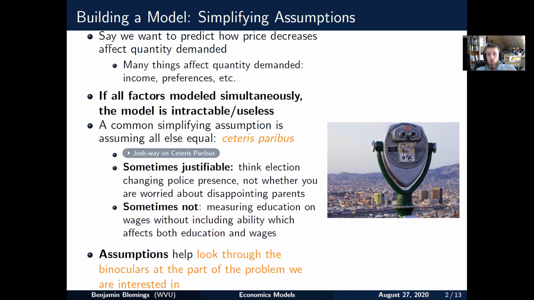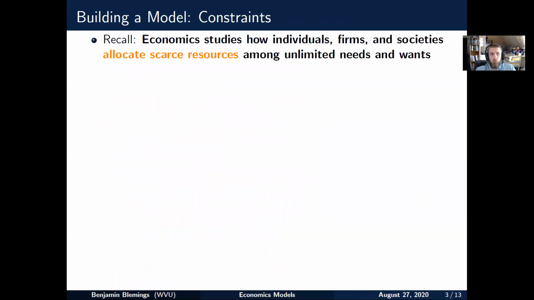And you could rotate the binoculars if you wanted to bring in tangential parts of the problem that you were studying. So it's kind of like assumptions help you look through these binoculars. The other most important thing that I would talk about is constraints when you build a model.